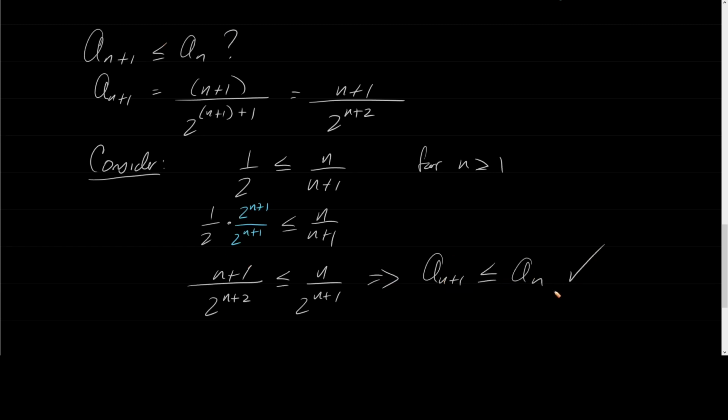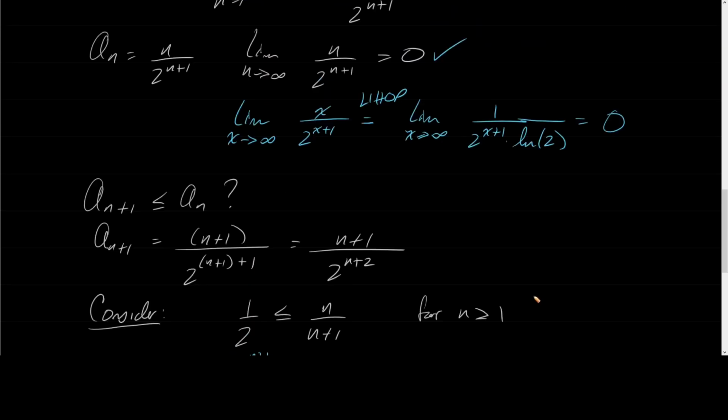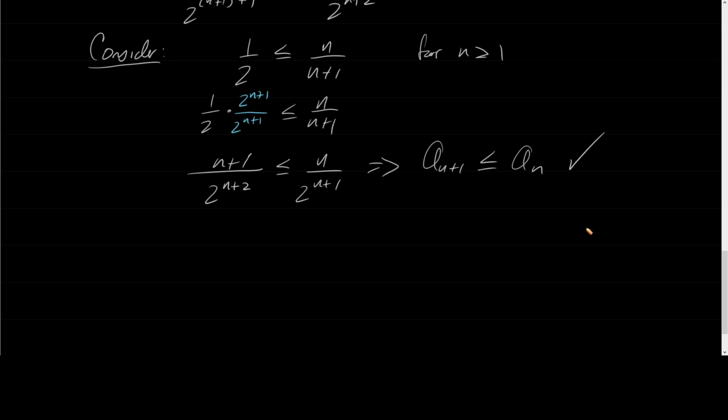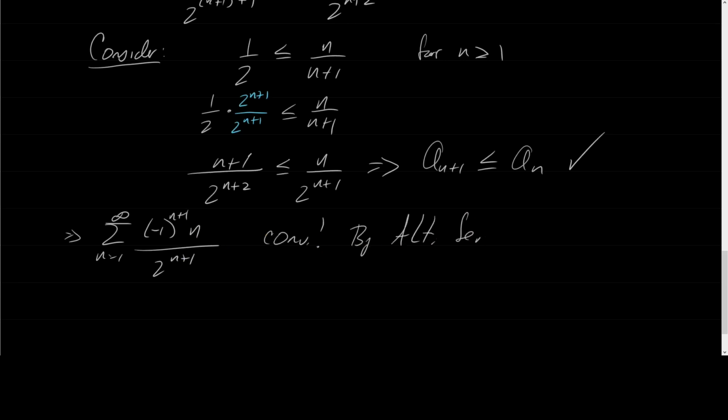Good. So we had that the limit went to 0, and it's a decreasing sequence, so that tells us that the series associated with that sequence, of -1 to the n plus 1 times n over 2 to the n plus 1, converges. All right, it converges by the alternating series test.